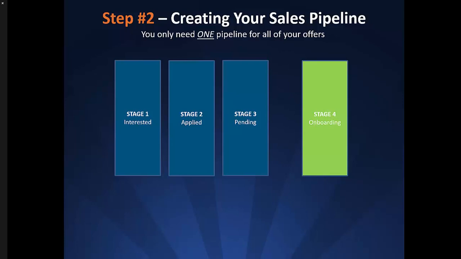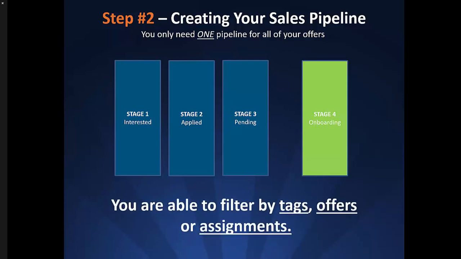Now you're saying, but wait a minute, Chad, wouldn't it be confusing having all of my offers and all of my tags in one pipeline? Well, in most systems it would. But you see, in this individual pipeline, you're able to filter by tags, offers, or assignments. In other words, I can look at my pipeline and say, okay, do me a favor, only show me the people that either have the tag that they are interested in EverMentor, or they have the offer that they're interested in EverMentor. And then with my staff members, I can actually filter down by staff member.